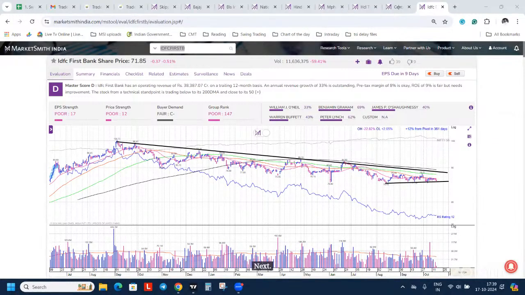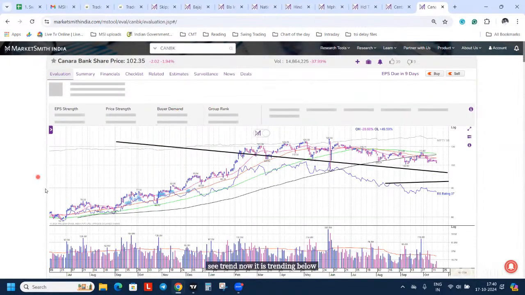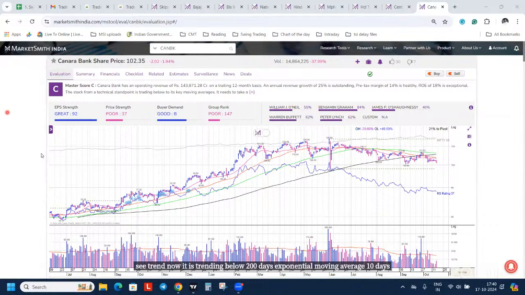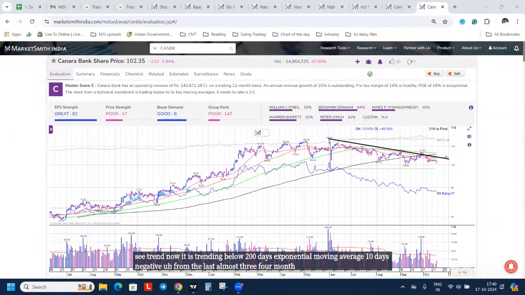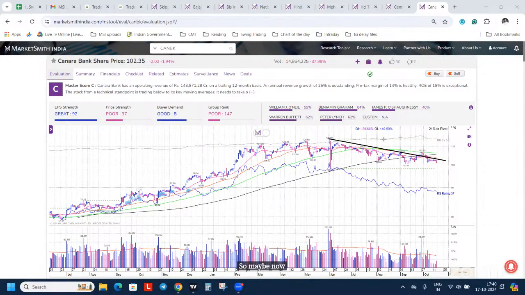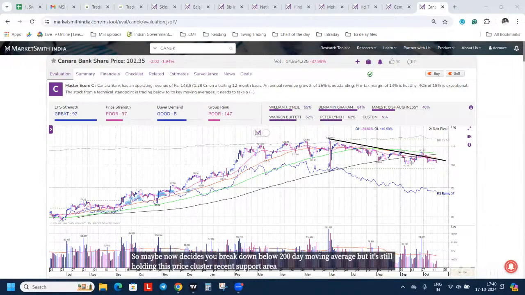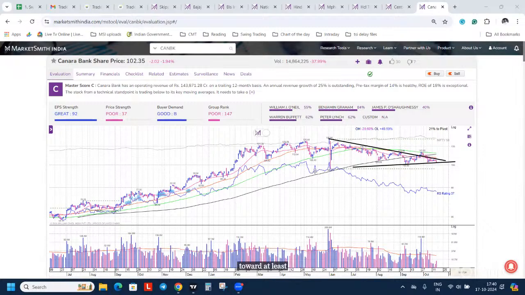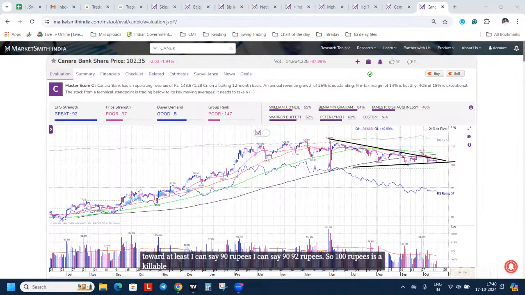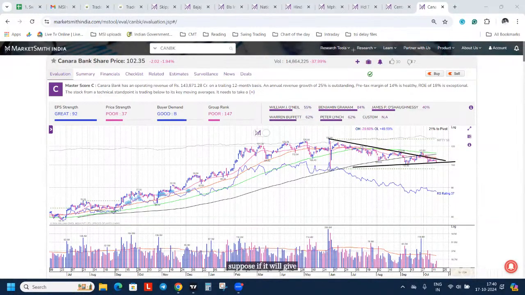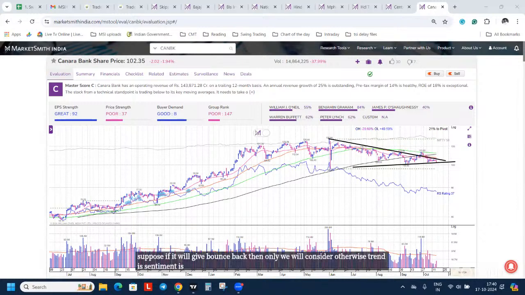Next, Canara Bank. See, the trend now is that it is trading below the 200-day exponential moving average. The trend has been negative for almost the last 3-4 months, with a lower top, lower bottom formation. So maybe now a decisive breakdown below the 200-day moving average, but it's still holding this price cluster, the recent support area, that is 100 rupees. Falling below 100 rupees may attract more negativity in this stock towards at least, I can say, 90 rupees, or 92 rupees. So 100 rupees is a key level to watch in Canara Bank. If it gives a bounce back, then only we will consider. Otherwise the trend sentiment is negative in Canara Bank also.